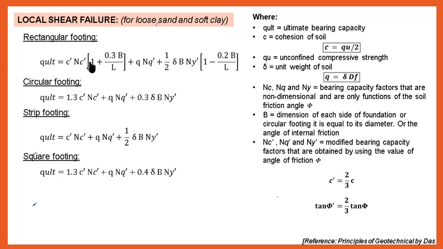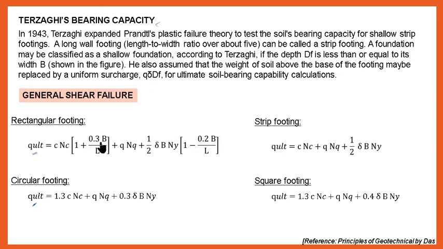So, once you have identified the notations, the gamma, B, and Y prime, just substitute them into the equation and you can now solve for our ultimate bearing capacity. So, this is for the local shear failure. And the other one is for the general shear failure.